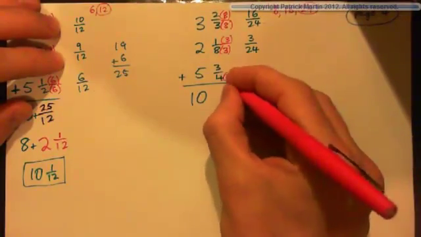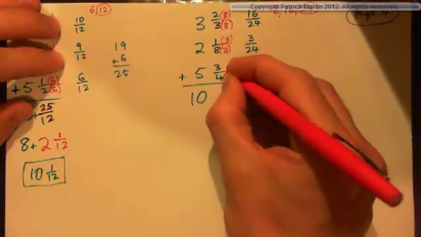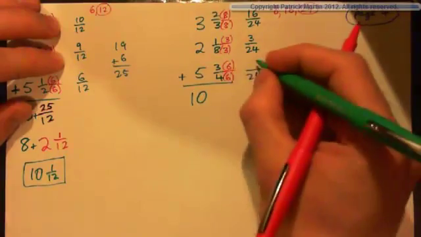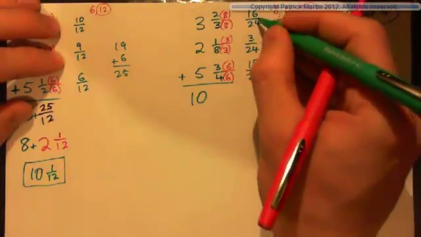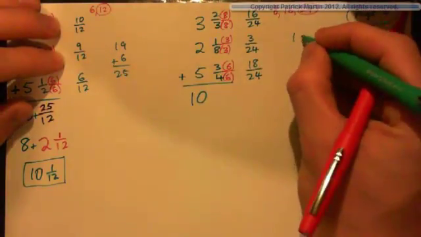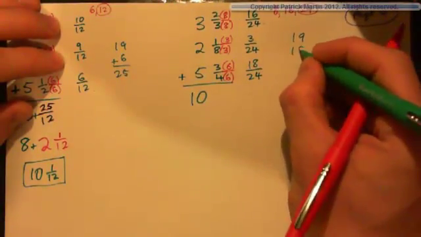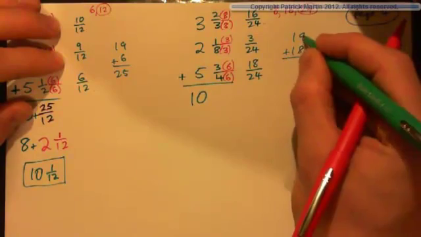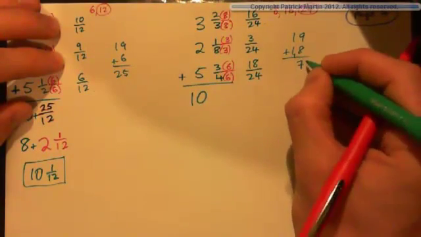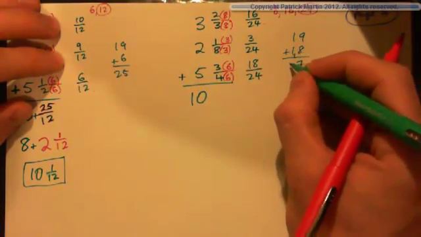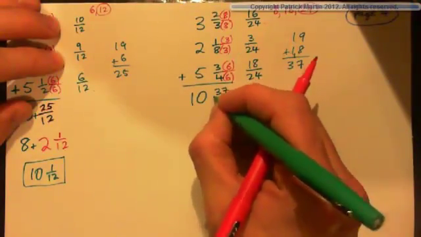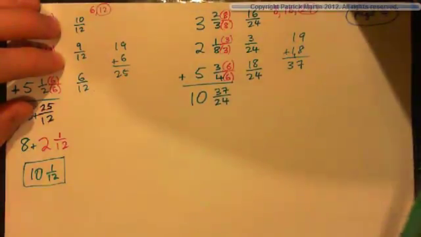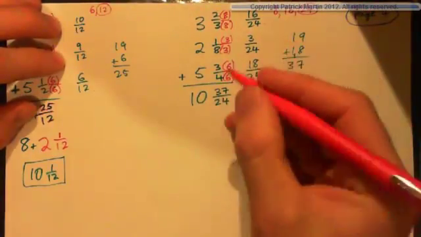And 4 times 6 is 24, and also the top 6, right? 3 6s is 18. And add the 24ths, so I've got 16, and 3 is 19, and 19, got to add that to 18. So 9 and 8 is 17, carry the 1. 1 and 1 and 1, that's 3. So I've got 10 and 37 24ths, right? Adding all the 24ths.